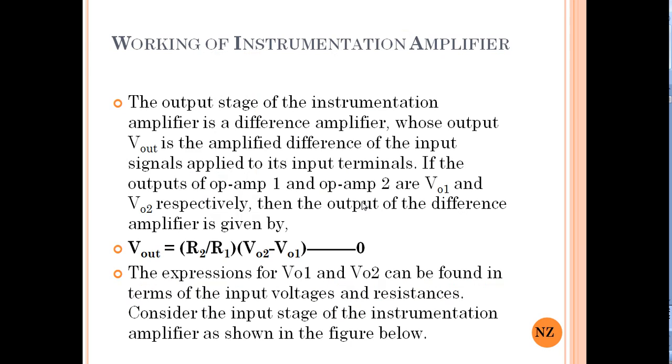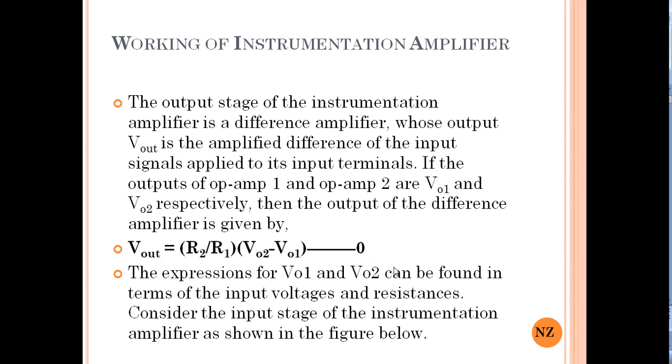Now let us understand in detail the working of an instrumentation amplifier. The output stage of an instrumentation amplifier is what? It is the difference amplifier whose output V out is the amplified difference of the input signals at the input terminals. So we have 2 op-amps, 1 and 2, whose outputs are V01 and V02 respectively. These act as input to the difference amplifier, and V0 is given here. As we wrote before, V out is nothing but R2 by R1 into V01 minus V02. So this is equation number 0.